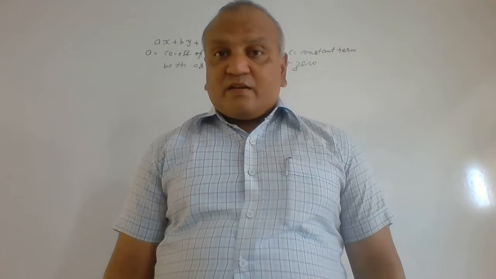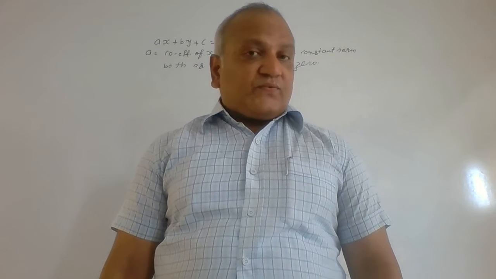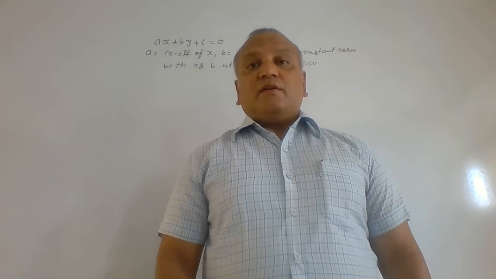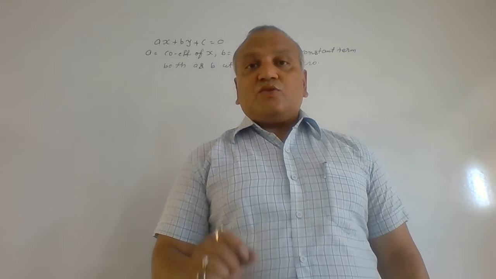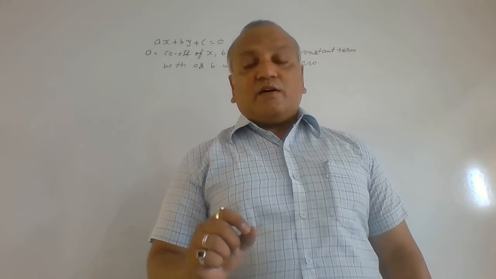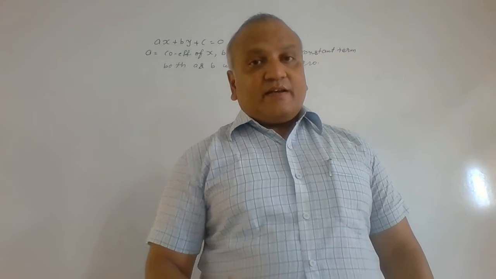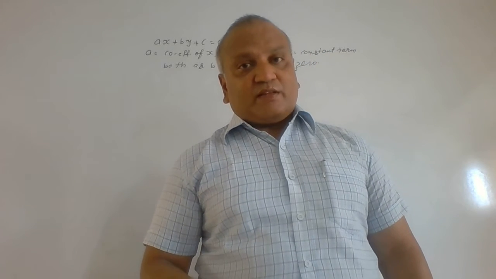There are different methods for the solution of two linear equations with two variables. The first method to get the unknown numbers x and y is the graphical method. The second one will be the substitution method.